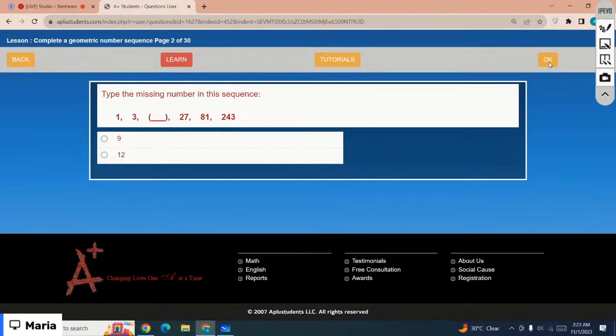They are the multiples of 3, right? So you need to do 3 times 3. The missing number is 9. Got it? 3 times 3 is 9.